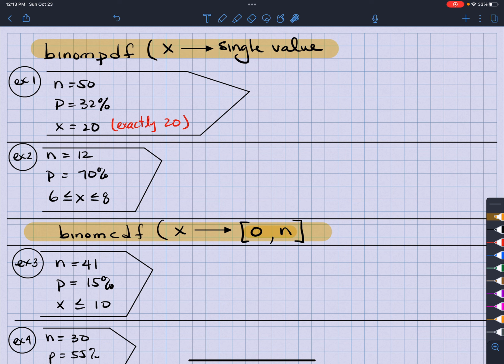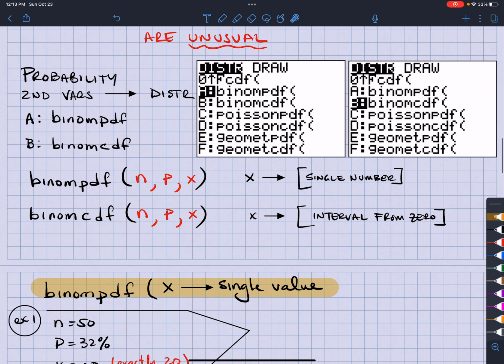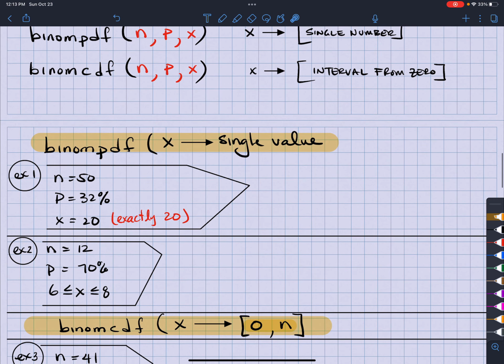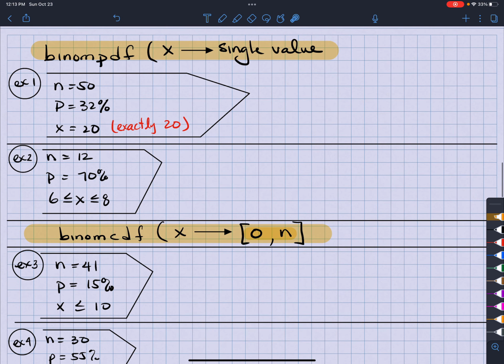So in this case here, we have number of trials. So no matter what we do, what we're entering is always number of trials, the probability of success, and the number of successes. So you do have to remember what N stands for, what P stands for, what X stands for, right? N is the number of trials, P is the probability of success, X is the number of successes, okay?